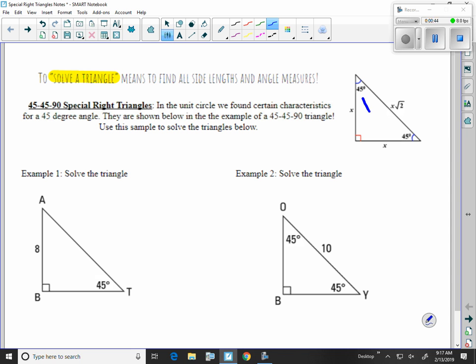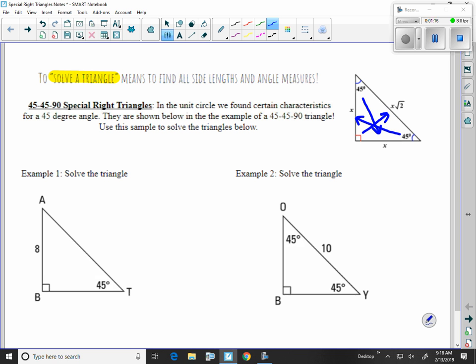If you look across from the 45-degree angles, you're going to see x. Those are the legs of your triangle, so those will always be the same for a 45, 45, 90. Across from the 90-degree angle is the hypotenuse, which measures x square root of 2. So once you have one of the legs of the triangle, you can automatically find the hypotenuse, because you're just going to put it in front of the square root of 2.